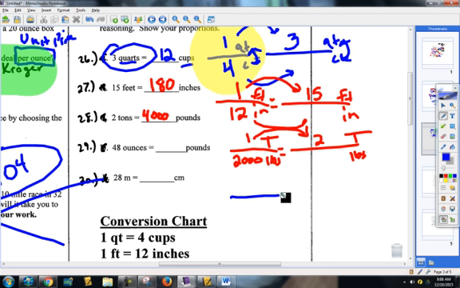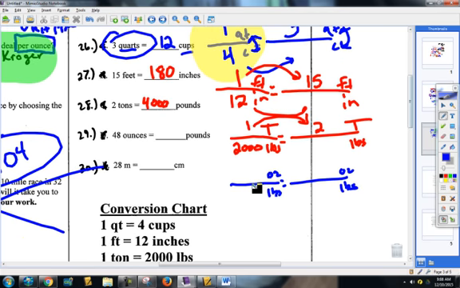Okay. Next one, we're doing ounces to pounds. I know that there are 16 ounces in a pound. And what if I had 48 ounces? This one you might not know off the top of your head that it's multiplying by 3. So you may have to cross multiply divide. Regardless, you will find the answer to be 3 pounds.